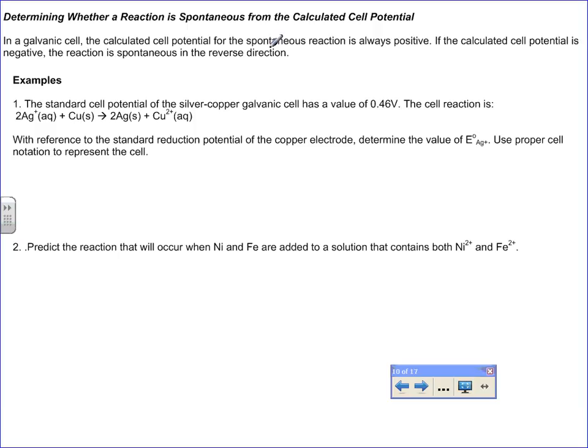So in example 1, the standard cell potential of a silver-copper galvanic cell has a value of 0.46. The cell reaction is given with reference to the standard reduction potential of the copper electrode to determine the reduction potential of silver ions. And it also asks us to use proper cell notation to represent the cell. In this case, the copper is being oxidized, so it's the anode. So you've got copper in a copper solution connected by a salt bridge to a silver solution with a silver electrode. So that's the proper cell notation.